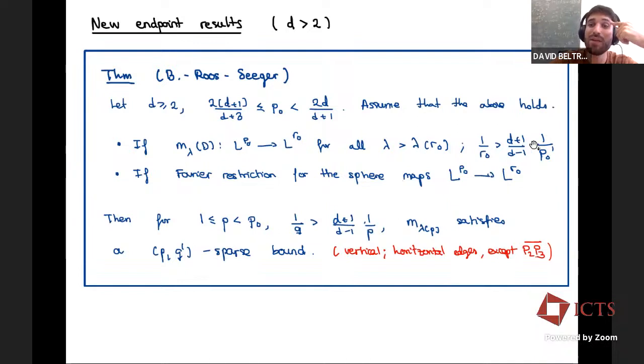Ideally, yes. Maybe not at the critical line, because this estimate should also hold at the critical line. When this is equal, this would be the endpoint. The endpoint restriction line would be 1 over R0 equals (D plus 1) over D minus 1 over D0 prime. That would be the sharp restriction of the diagonal endpoint line. At that line, my suspicion is that we will not be able to prove that, but maybe away from that line, yes.